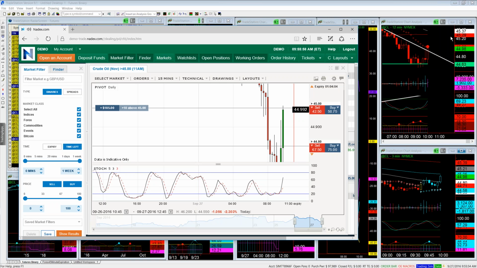What we want is for it to go through the ATR on the 12-minute chart, preferably straight up to the 200 period moving average on crude.